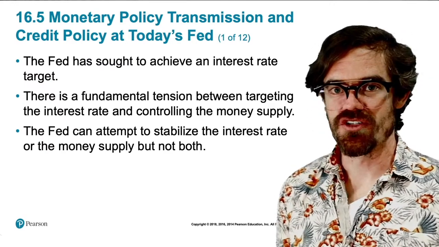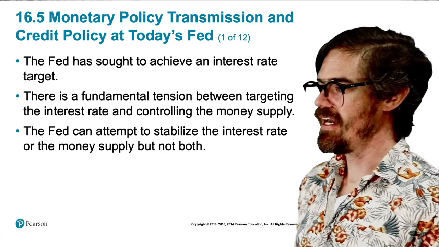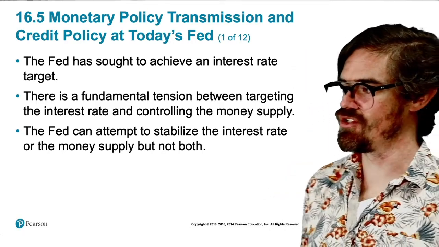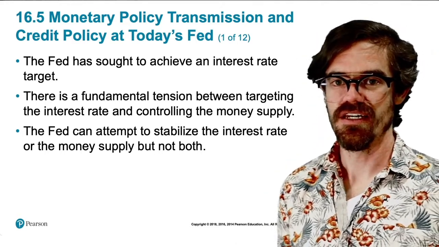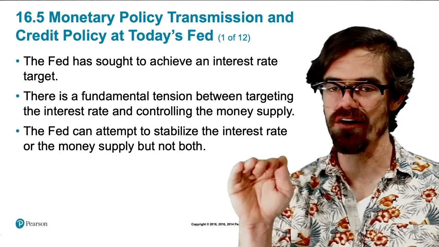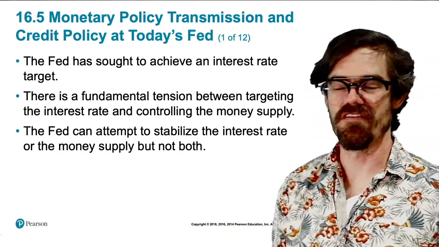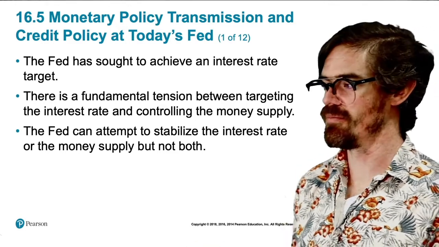All right, we're going to wrap up this chapter by looking at monetary policy transmission and credit policy at today's Fed. So the Fed has sought to achieve an interest rate target. Part of its current policy is that it's targeting a particular interest rate, but there is a fundamental tension between targeting the interest rate and controlling the money supply.